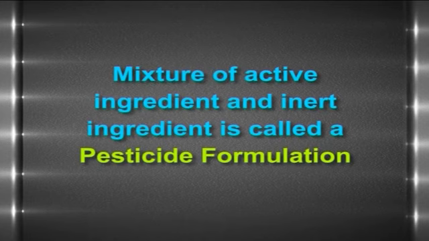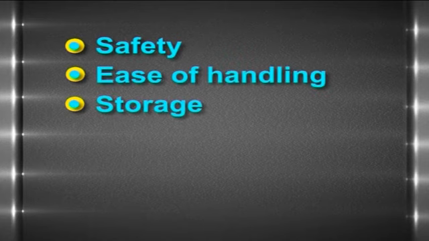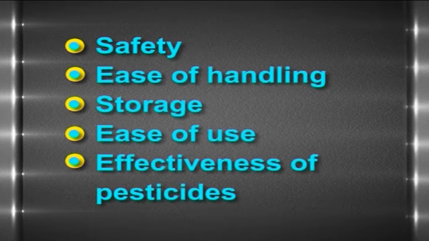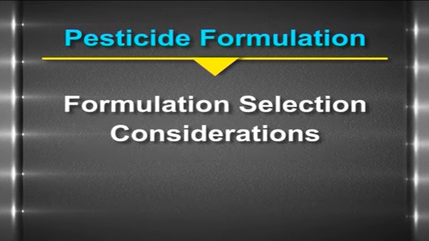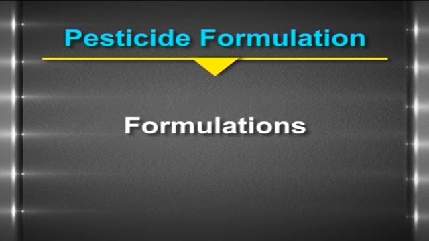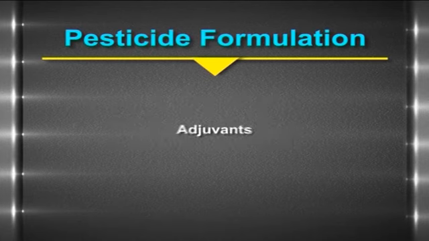This mixture of active ingredient and inert ingredient is called a pesticide formulation. Formulation is done to improve safety, ease of handling, storage, ease of use, effectiveness of pesticides. Hence, in this episode, some of the most commonly used formulations are going to be seen. They are an overview of the formulation process, formulation selection considerations, formulations, synergists and adjuvants.